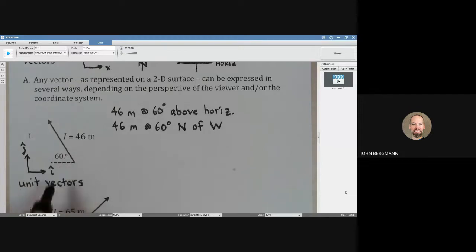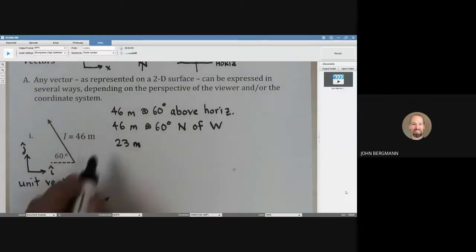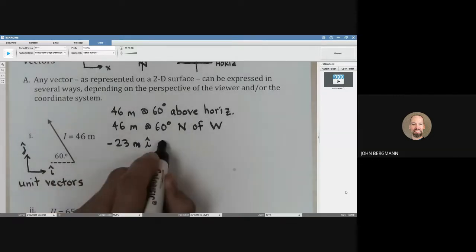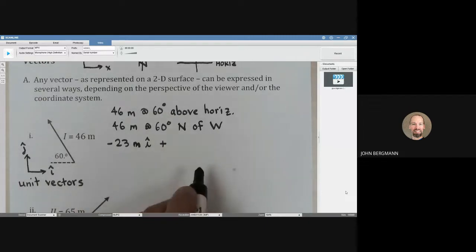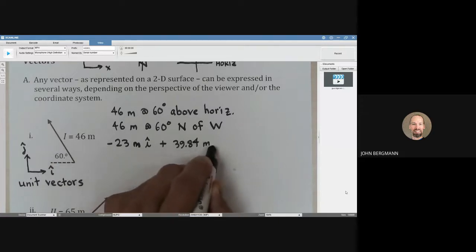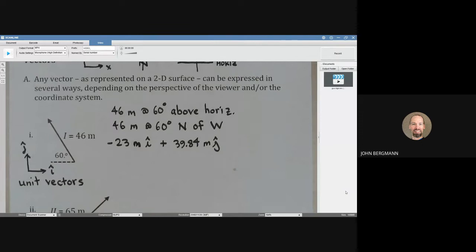If we break it into its components, it would be 23 meters to the left, which is, look at the axis, in the negative I hat direction. And in the positive J hat direction, you check this out for yourself, 39.84 meters in the J hat direction. We're going 23 in the negative I hat direction, 39.84 in the J hat direction. So depending on our perspective, we're going to have to report our vector as we need to.